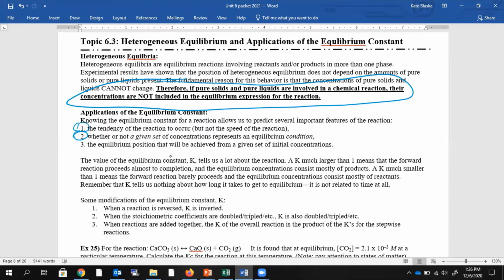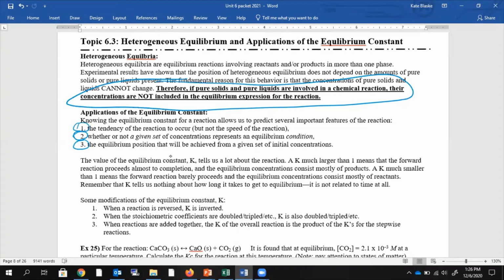Just like what we did figuring out our Q value, if we know what our K value should be and we know what concentrations we're starting with, we can say, hey, is this a good set of conditions in order to help this reaction happen or not? And then we can also know where equilibrium lies in terms of the reactants and the products for that particular reaction under those particular conditions, that temperature, that pressure, all that sort of thing.